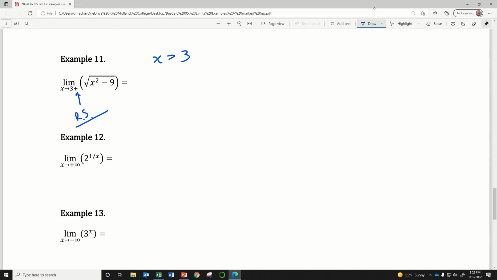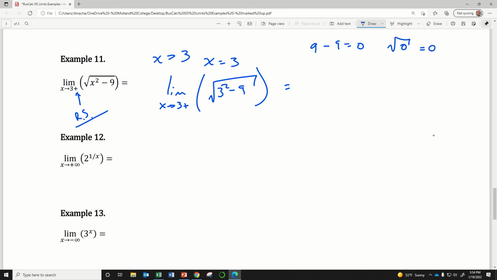Well, you can actually evaluate this directly. If we plug in x equals 3 here, the limit becomes the limit as we approach 3 from the right side of the square root of 3 squared minus 9. 3 squared minus 9 is 9 minus 9, and 9 minus 9 is 0. The square root of 0 is 0. So we're talking about 0, basically. This is the answer.